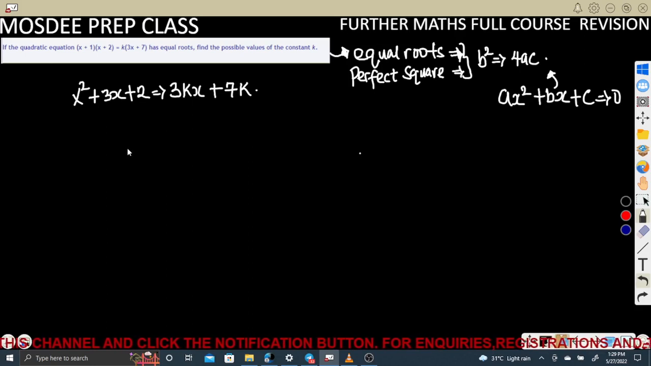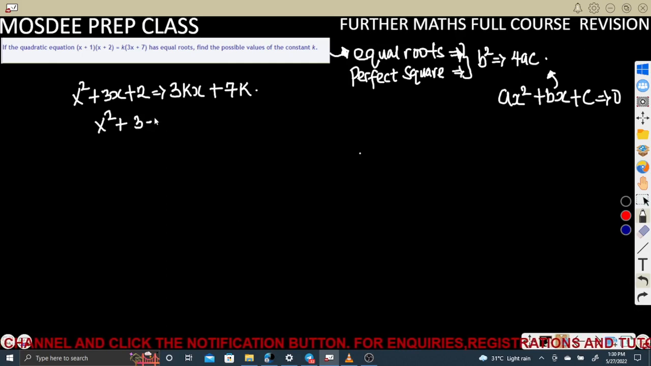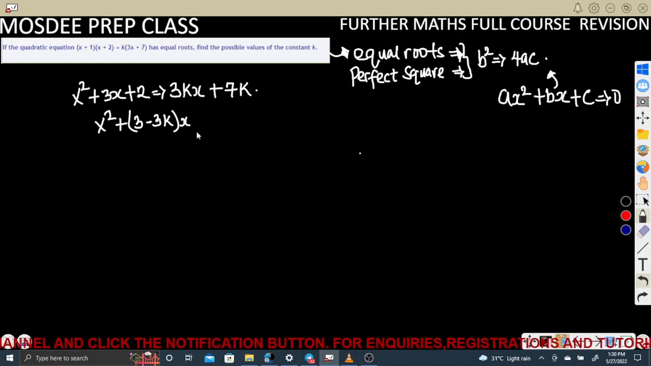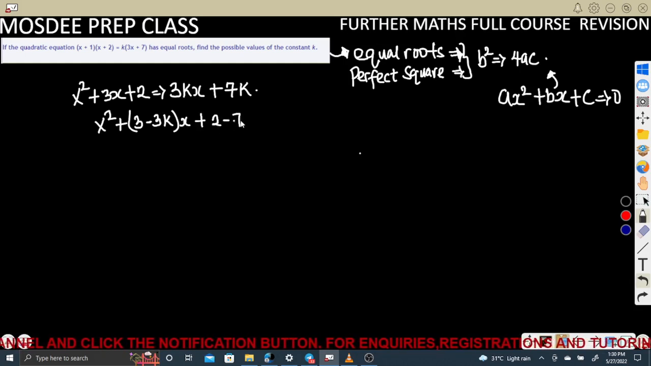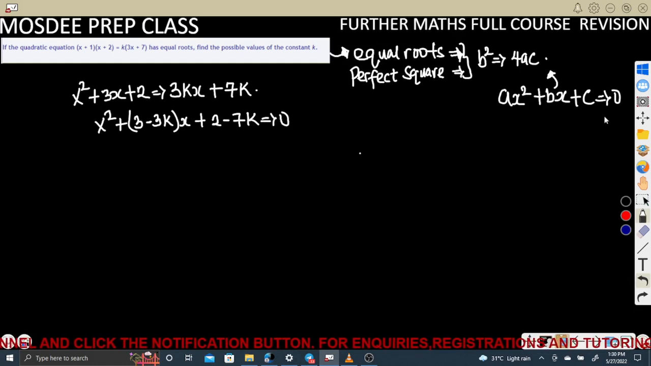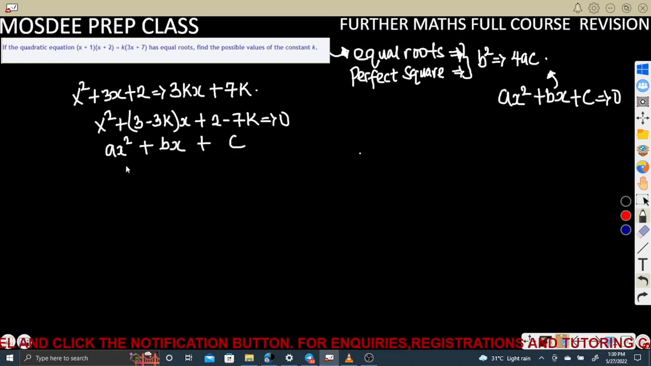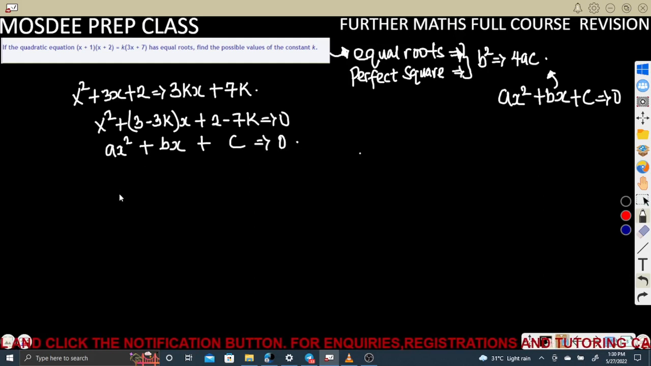On rearranging, this should give them something like x squared. Then we have plus the terms that have k and x, which can be brought together. Then when you factorize, there should be 3 minus 3k, then x outside. I am factorizing. I've brought this to that side. Then plus 2 minus 7k is equal to 0. So it has taken the format of ax squared plus bx plus c, which is what you want to do. So you want it to look like this so that you would be able to continue to solve.